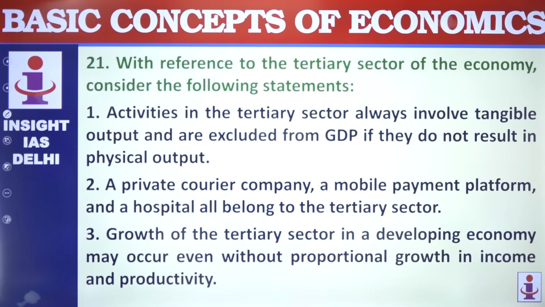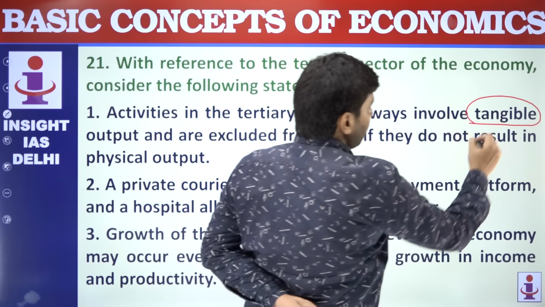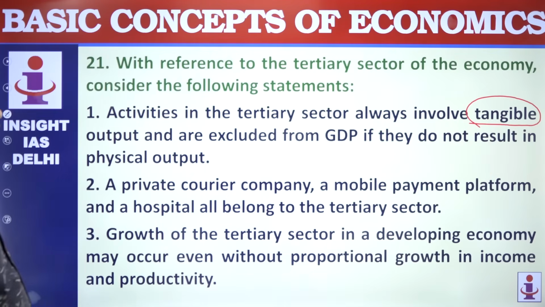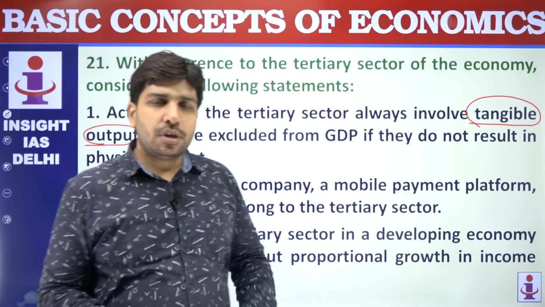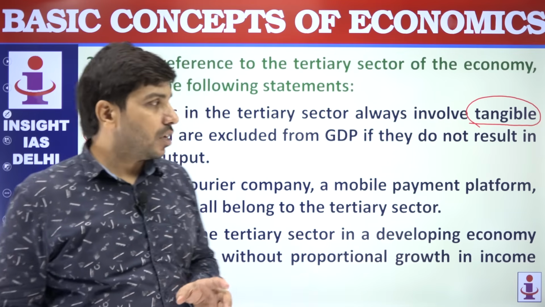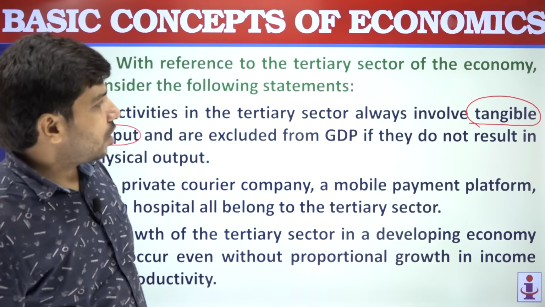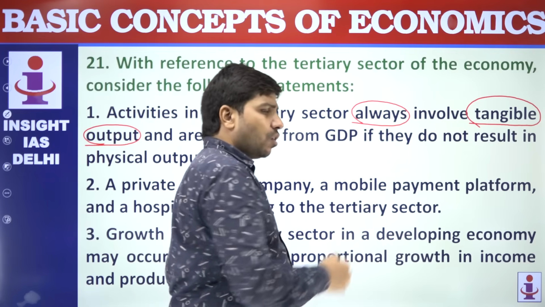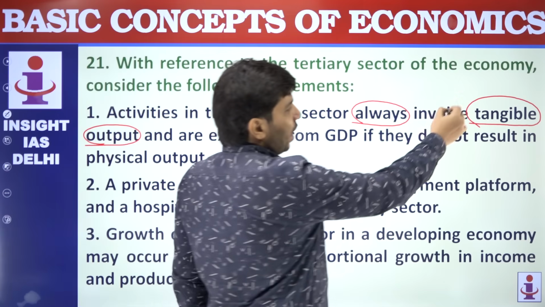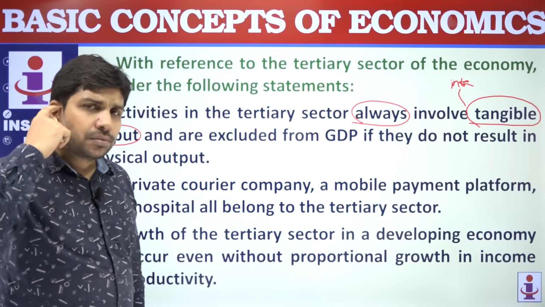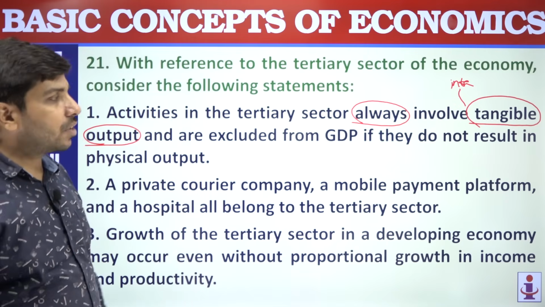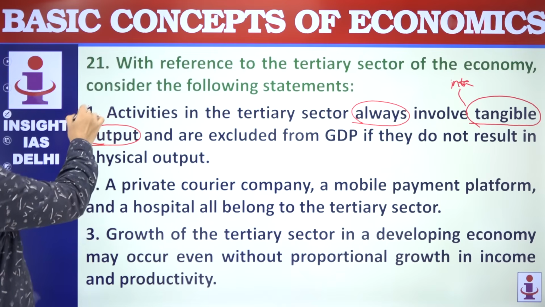Tertiary sector. Activities in the tertiary sector always involve tangible output and are excluded from GDP if they do not result in physical output. No. Very generic statement, but it appears to be genuine, but it is not. Not always tangible output. Tangible means output things which we can touch and feel in physical terms. Activities can also be intangible, like banking services, education services, right? These services you cannot feel, though the bank infrastructure is there. So this is not correct.